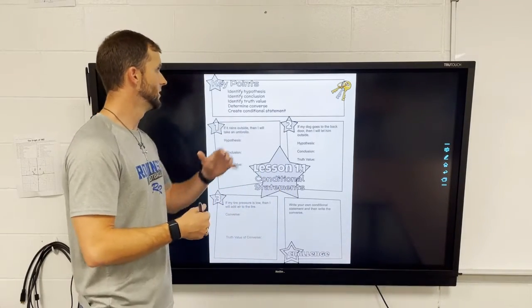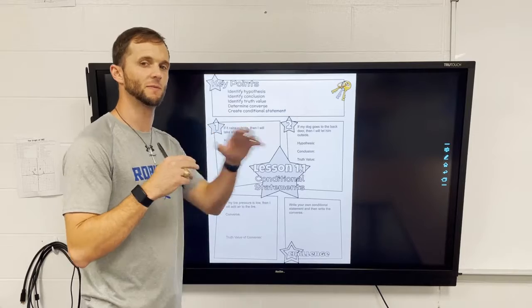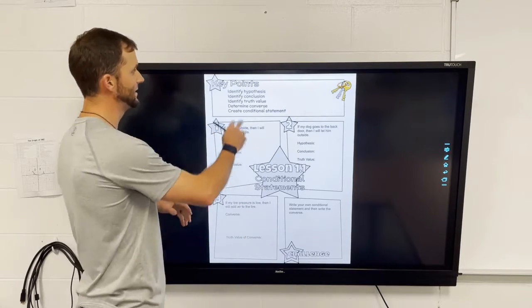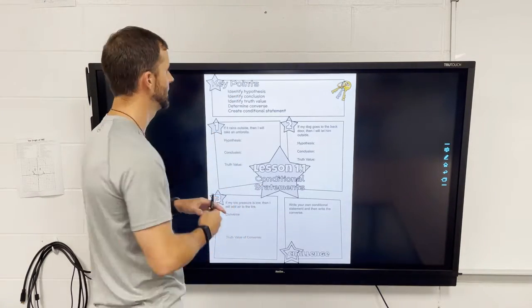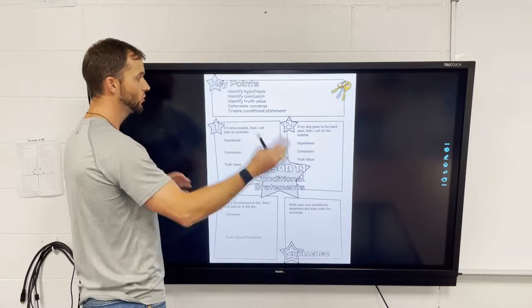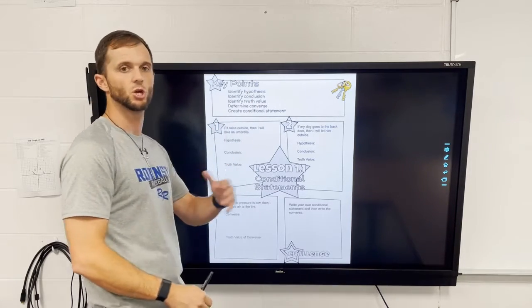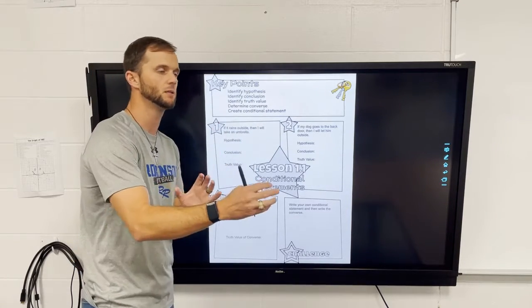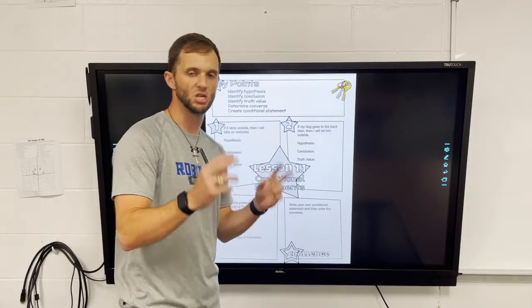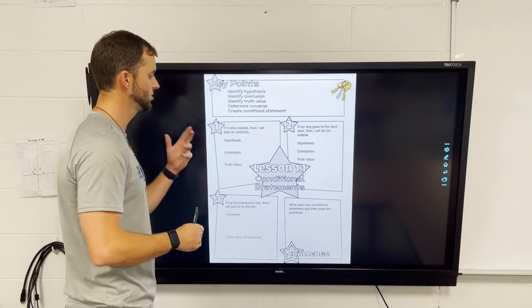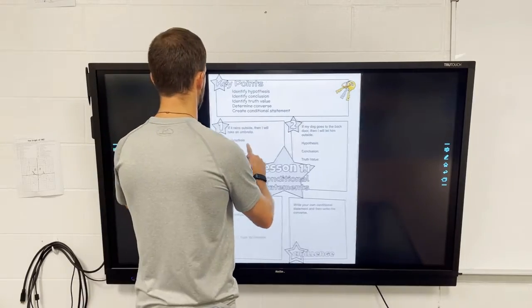Some key points that we're going to look at: we're going to identify what the hypothesis is, identify what a conclusion is, identify the truth value, and also determine the converse. And then at the end, you're going to create your own conditional statement for your challenge question. So let's jump in and look at example number 1.